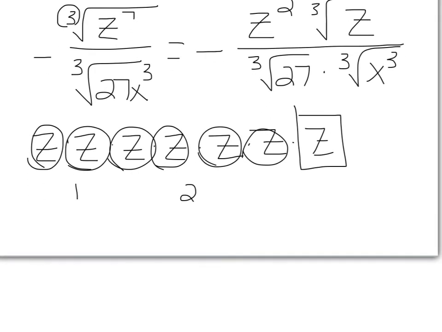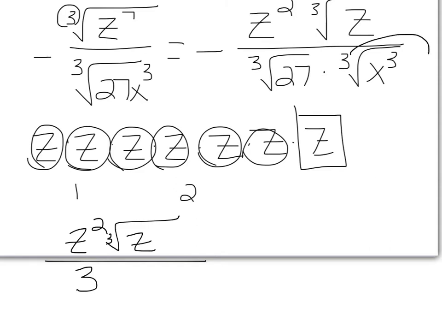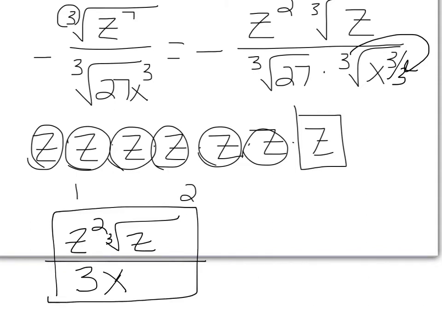Okay, so my numerator is going to stay the same. Z squared times the cube root of z. And then over the cube root of 27 is just 3. And if I were to bring the index back to my denominator, you would get x to the 3 over 3. And we know that 3 over 3 is just 1. So our answer is z squared times the cube root of z over 3x.